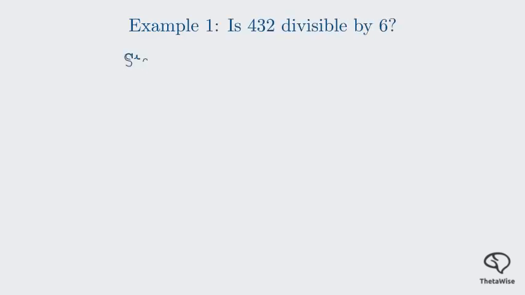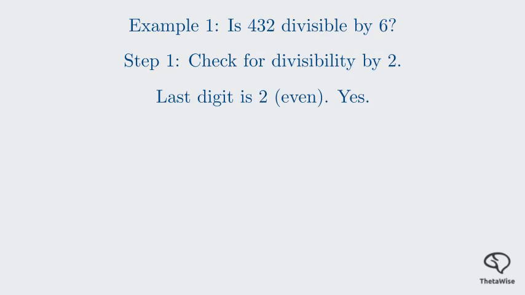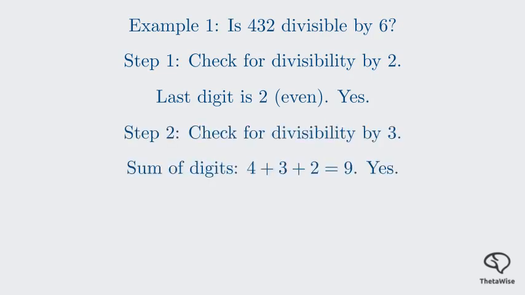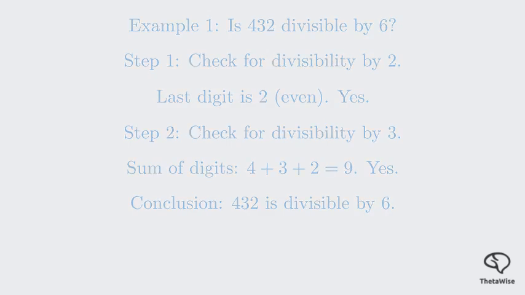Is the number 432 divisible by 6? First, let's check for divisibility by 2. The last digit of 432 is 2, which is an even number. So yes, 432 is divisible by 2. Next, let's check for divisibility by 3. We sum the digits. 4 plus 3 plus 2 equals 9. Since 9 is divisible by 3, 432 is also divisible by 3. Because 432 is divisible by both 2 and 3, we can confidently say that it is divisible by 6. We've met both conditions.